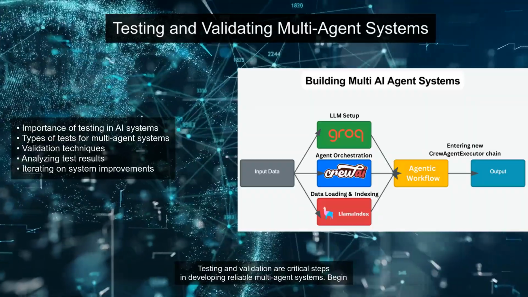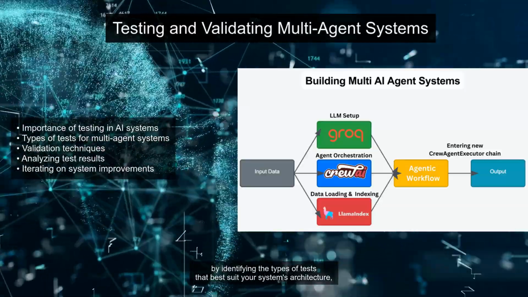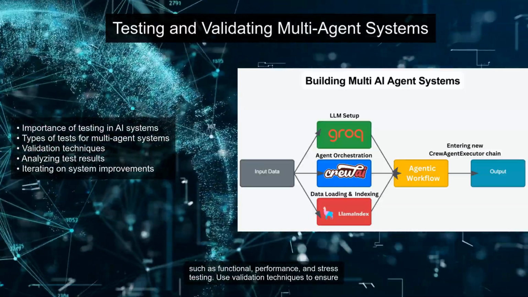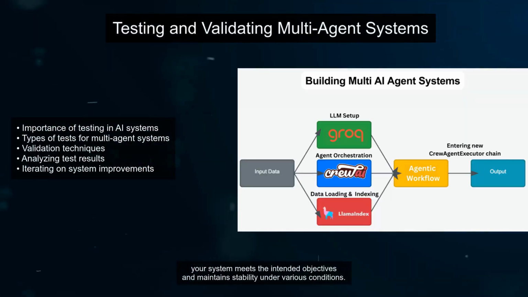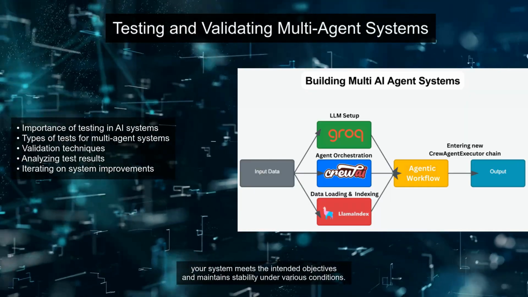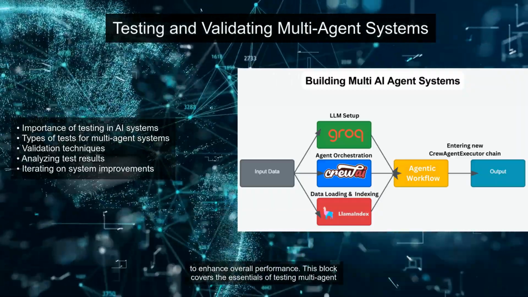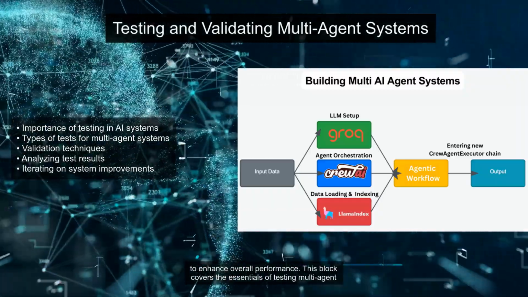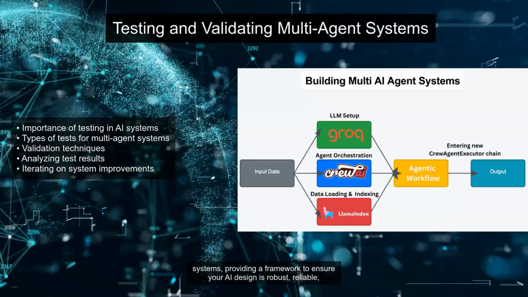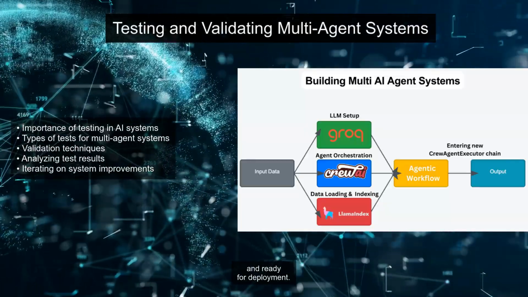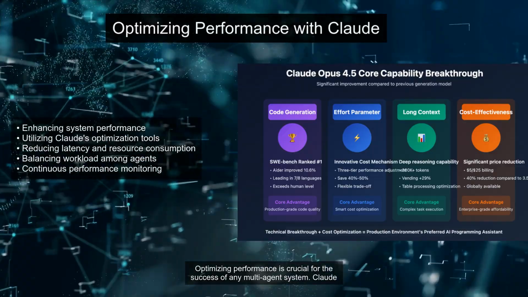Testing and validation are critical steps in developing reliable multi-agent systems. Begin by identifying the types of tests that best suit your system's architecture, such as functional, performance, and stress testing. Use validation techniques to ensure your system meets the intended objectives and maintains stability under various conditions. Analyze test results to identify areas for improvement, iterating on design adjustments to enhance overall performance. This block covers the essentials of testing multi-agent systems, providing a framework to ensure your AI design is robust, reliable, and ready for deployment.